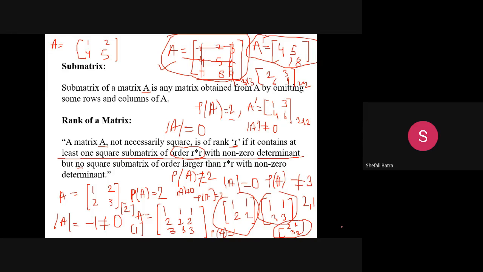Now my question is, our question was of 3 cross 3, so it is very easy to find out the determinant of a 3 cross 3 matrix, a 2 cross 2 matrix and a 1 cross 1 matrix. But when its order becomes higher, then it would be difficult to find the determinant at every step. So that is why we do have one method to find the rank of a matrix. But before proceeding to how to find the rank of a matrix, let me know whether this definition is clear or not.